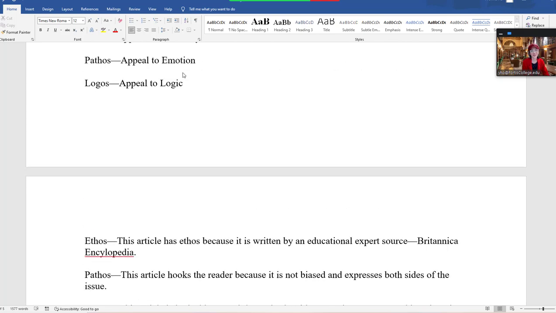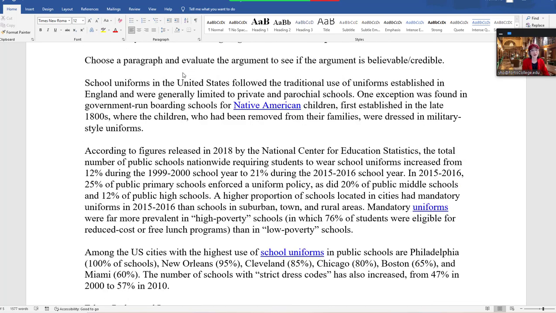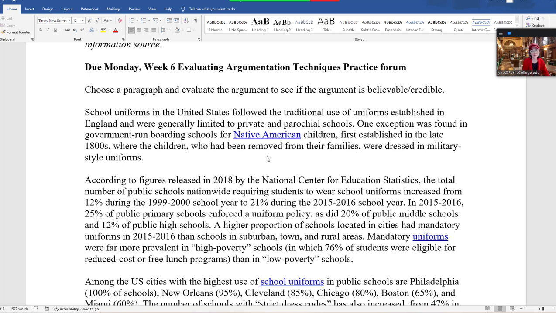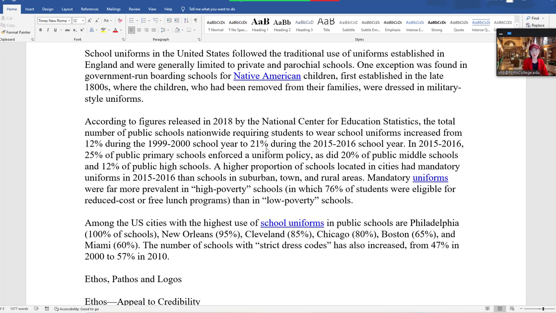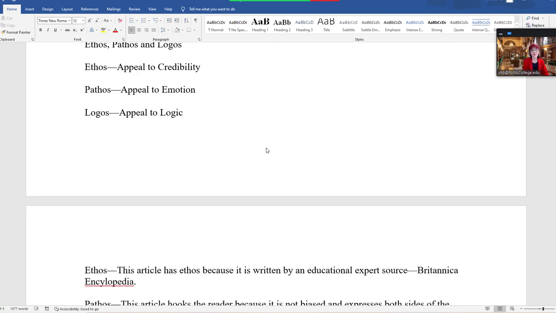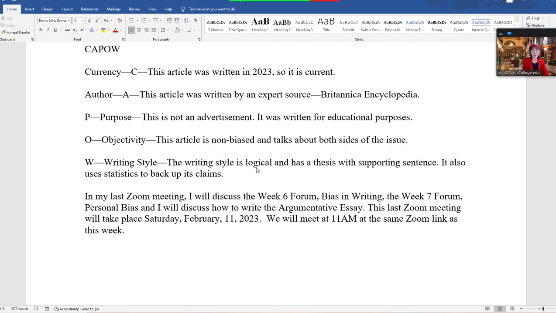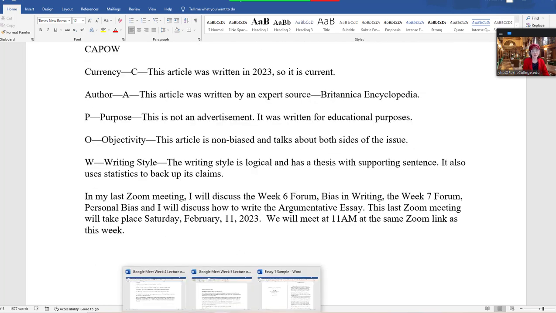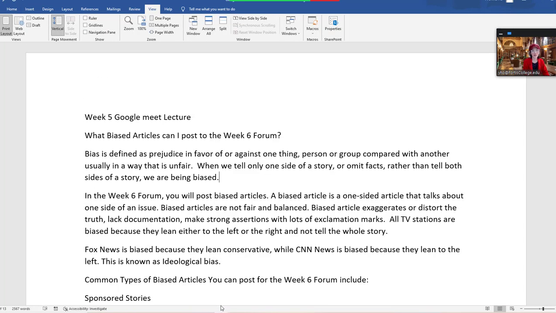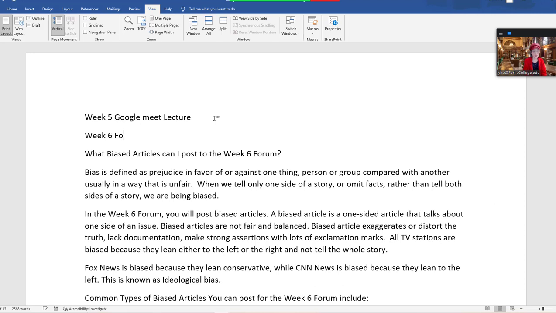Okay, so you're going to judge whether or not, and you get to find whatever paragraph you want. Find some credible paragraph and then analyze it using ethos, pathos, logos, and using kapow. And then I think I have time to do next week's article. Then in the week 6 forum, you're going to post. So this is the week 6 forum.